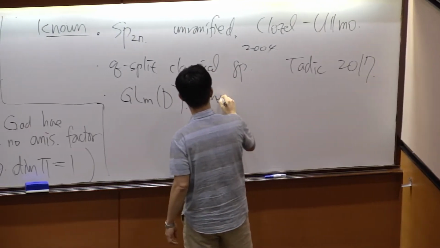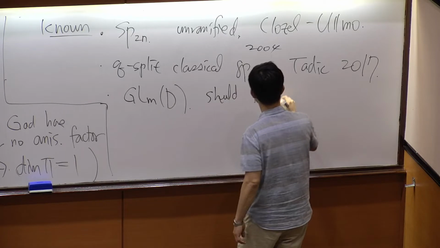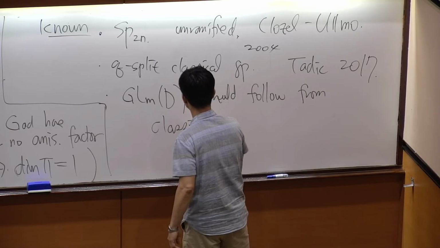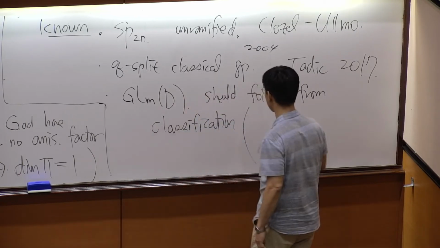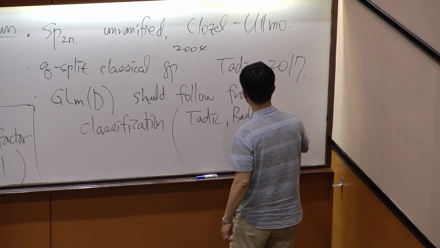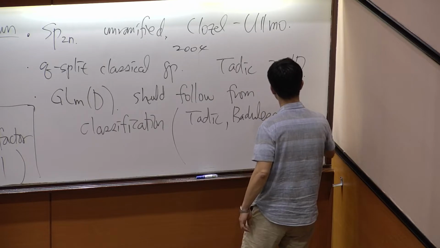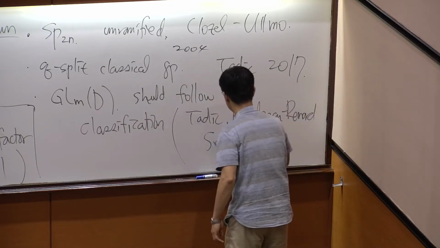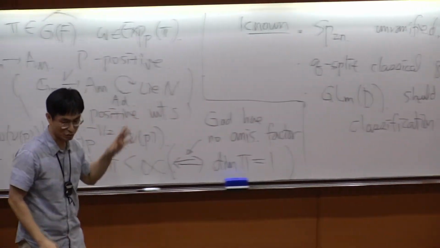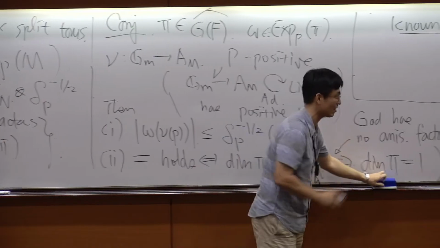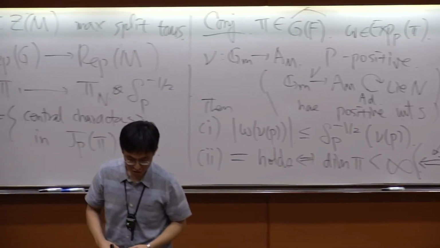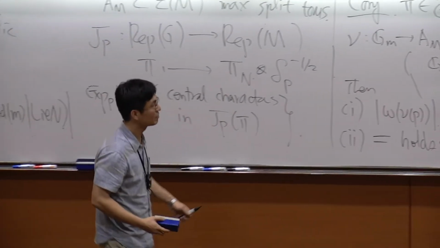In this case, the conjecture should follow from the classification, which I believe is due to Tadić and Badulescu, Bernard, and Sécherre. But you need to maybe compute a bunch of Jacquet modules, but I guess it shouldn't be too hard. So in that sense, I think the result is known in that case. Okay.